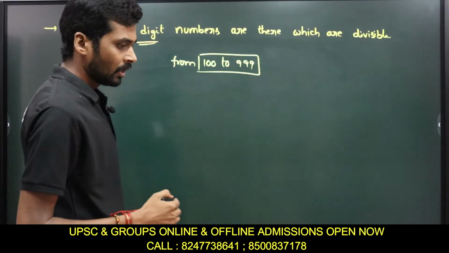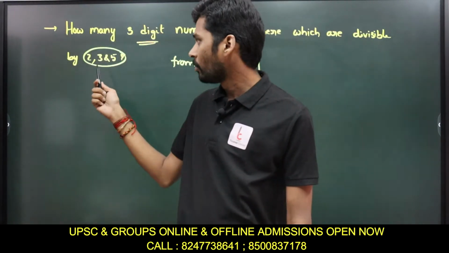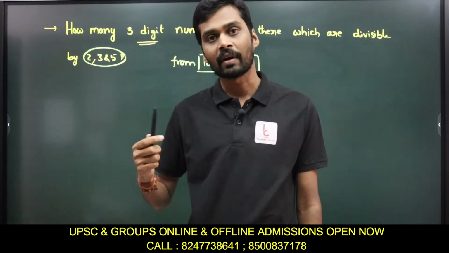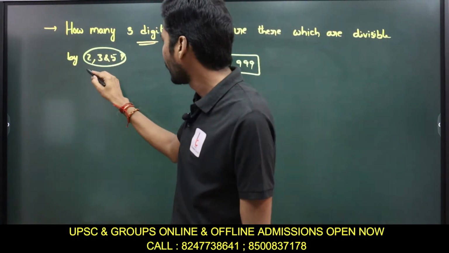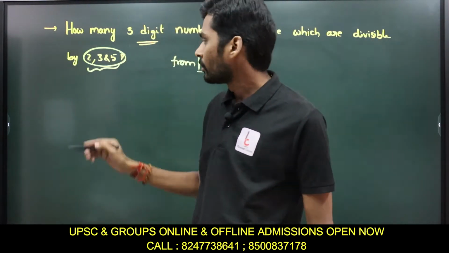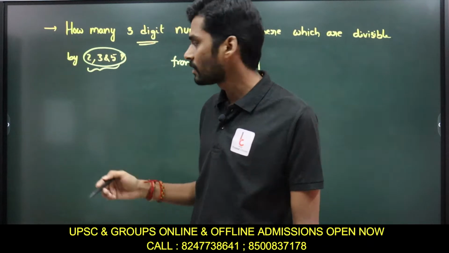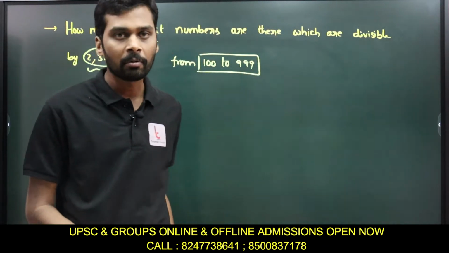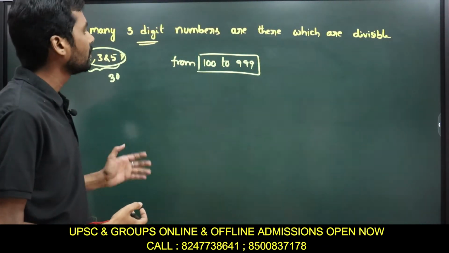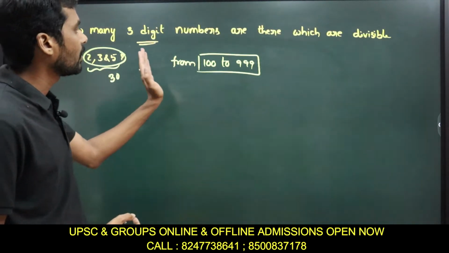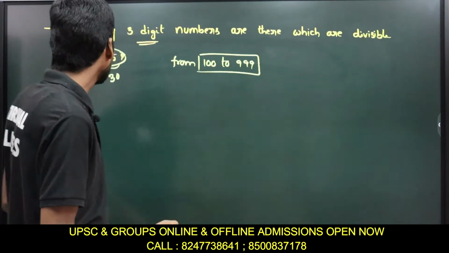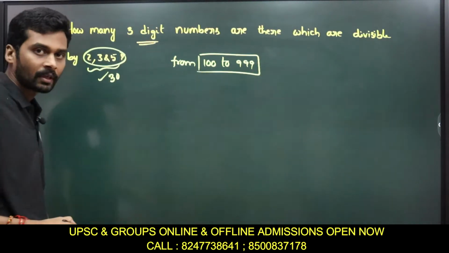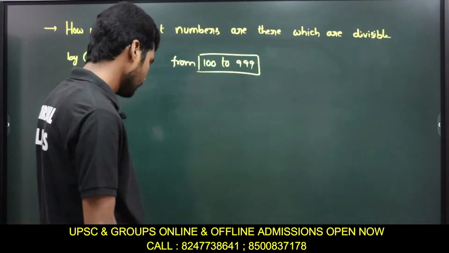So when we are dividing by more than a single number with a condition of "and", immediately we have to take the LCM of these numbers, right? So for 2, 3, 5, what is the LCM? 30 is the LCM. Now I can make this problem like this: how many numbers from 100 to 999 are perfectly divisible by 30, right? So how do we find out?